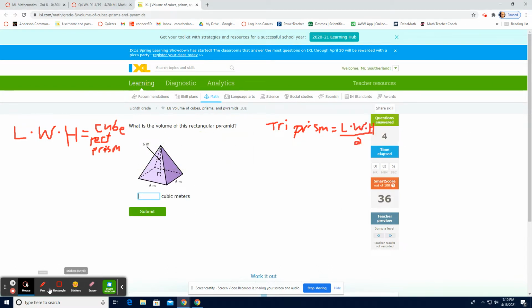We now have a pyramid. Pyramids are a little bit different. There are 2 different equations for those. So for pyramids, there are 2. It's going to be length times width times height times 1/3 if it has a rectangle or square as the base.